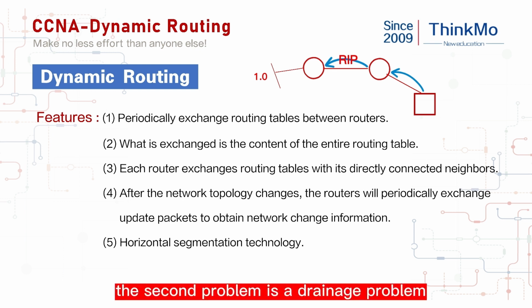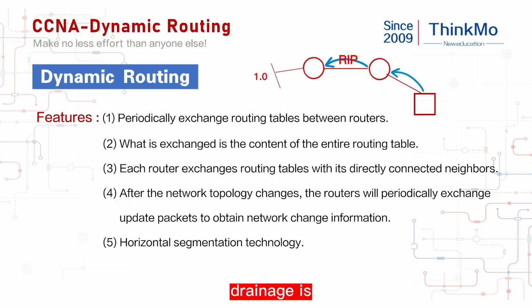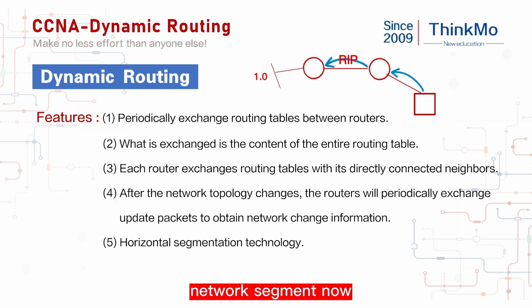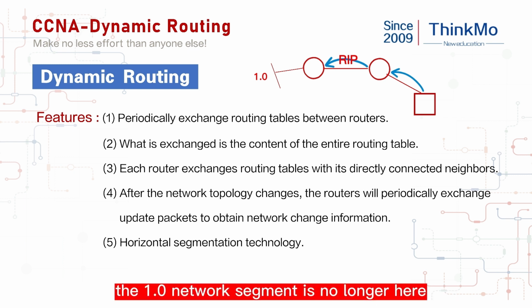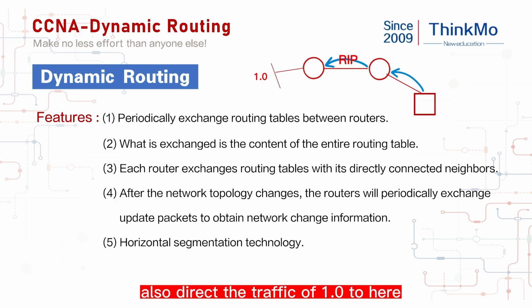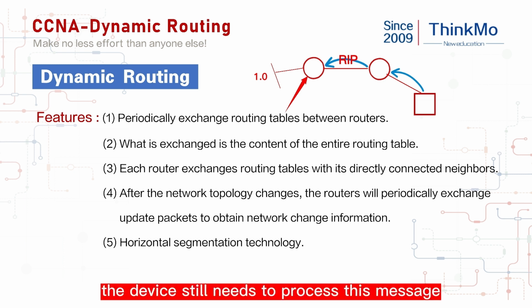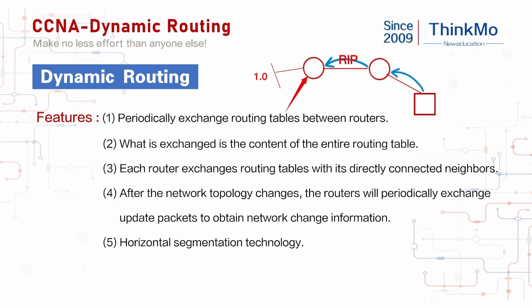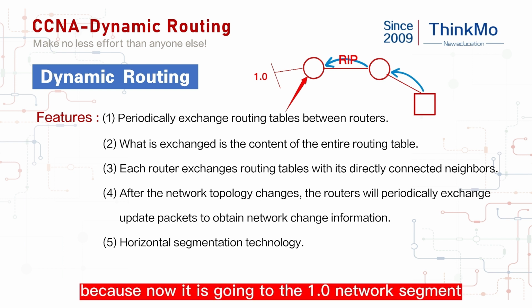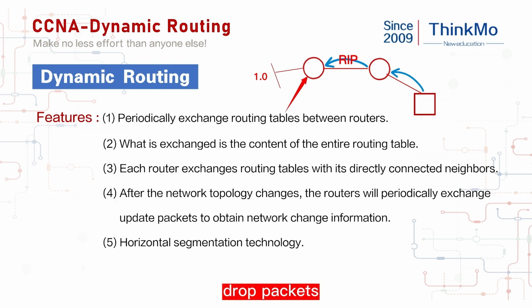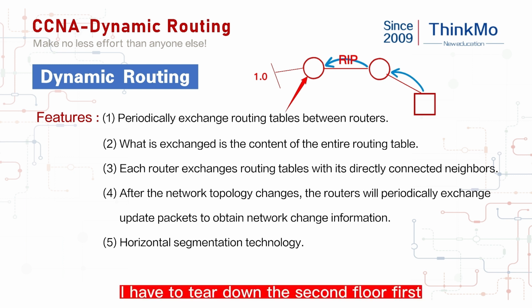The second problem is a drainage problem. Drainage is, obviously, the device on the left does not have this network segment now. The 1.0 network segment is no longer here, but it still directs the traffic of 1.0 to here. For this device, it drives a lot of traffic. The device still needs to process this message, because now it is going to the 1.0 network segment. Although the device will not process it, it looks up the table and cannot forward. It drops packets. I have to strip the second layer first.